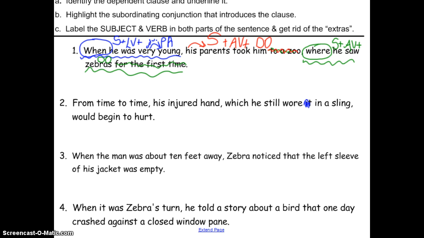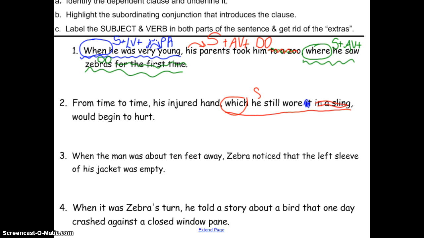The subordinating conjunction. Very good. Which. So if which tells us we have a dependent clause, what is the dependent clause? Very good. That whole clause. Now wait a minute. Is there anything we can get rid of? Because we have to label the subject and verb. In a sling. Good. Subject.